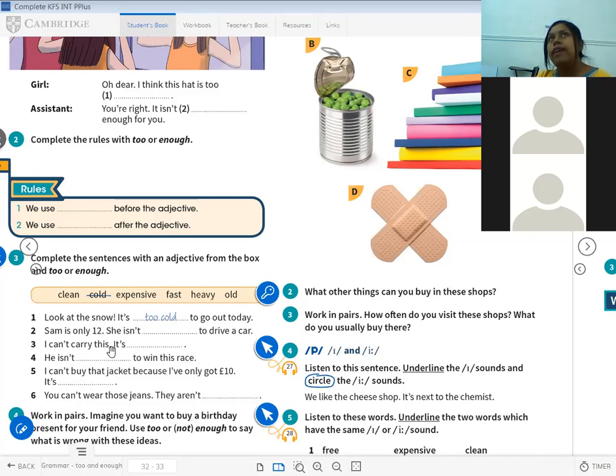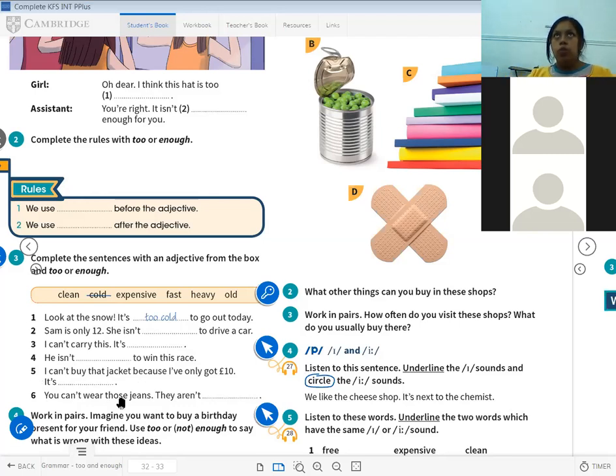I can't carry this. It's too heavy. It's too heavy. Very good. Now, number 4. He isn't enough fast. Okay, let's change the order. Fast enough. He isn't fast enough to win this race. Number five, I can't buy that jacket because I've only got 10 pounds. It's too expensive. It's too expensive.